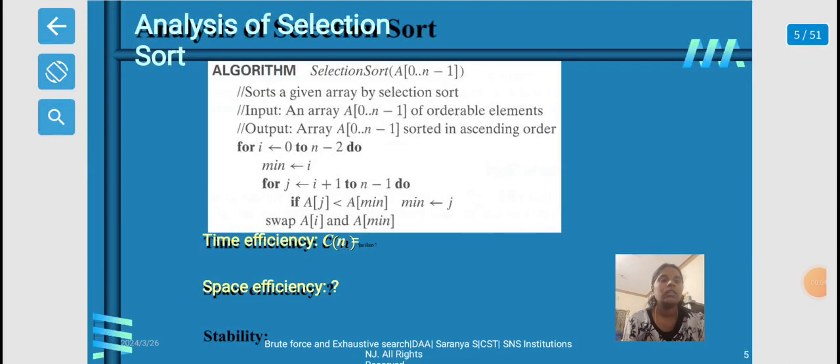Our next topic is analysis of selections. That means a bubble sort.